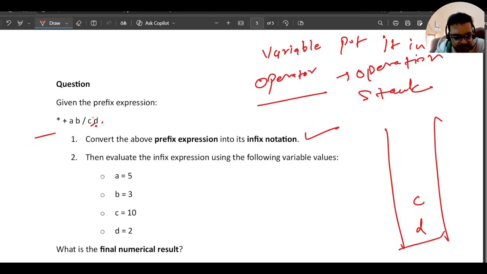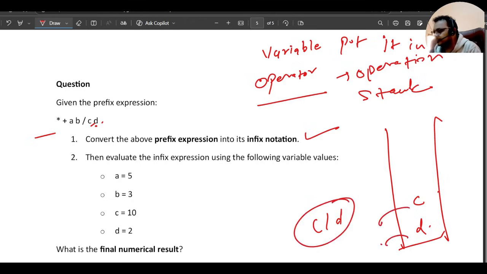Then there is a divide. So if it is an operator, we will pop out two variables. So we will pop out D and C, and we will perform the operation. So it will be C divided by D. Okay. Now this is our operation. So we will pop out this, pop out this. Okay. Now our stack will be empty, and we will push the result again. So now our stack will be C divided by D.